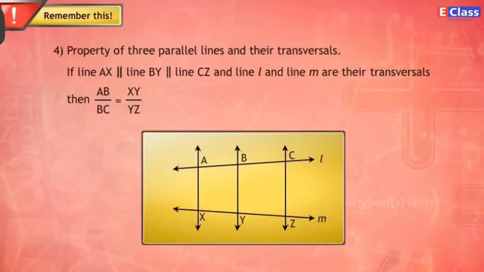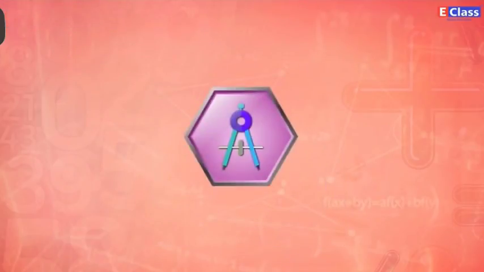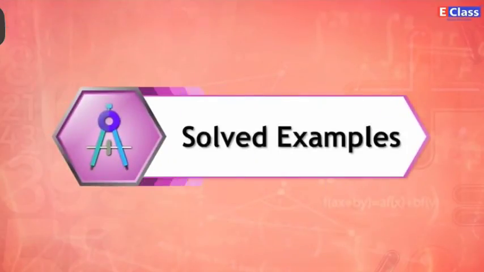4. Property of three parallel lines and their transversals. If line AX is parallel to line BY, which is parallel to line CZ, and line L and line M are their transversals, then AB upon BC is equal to XY upon YZ. Now let's see some solved examples.